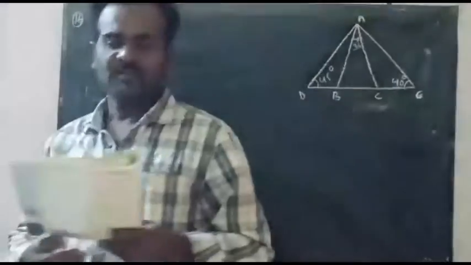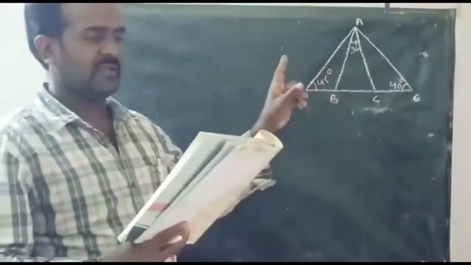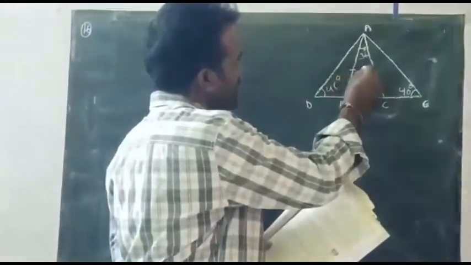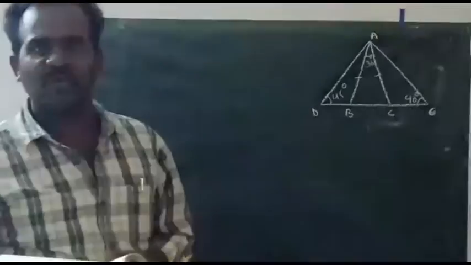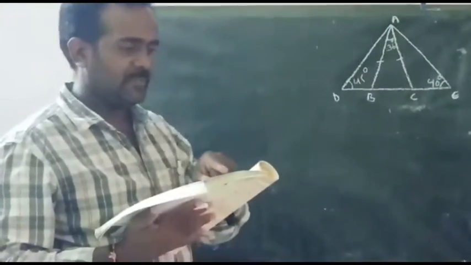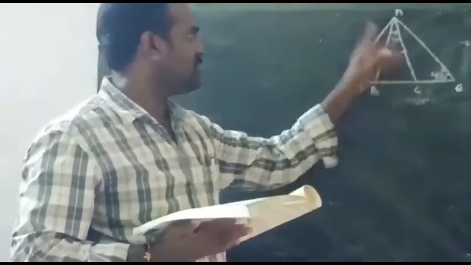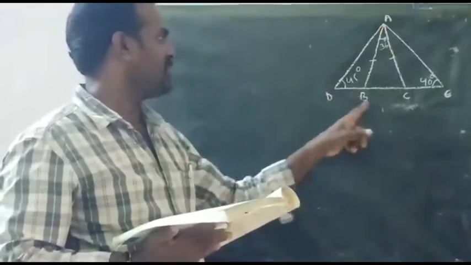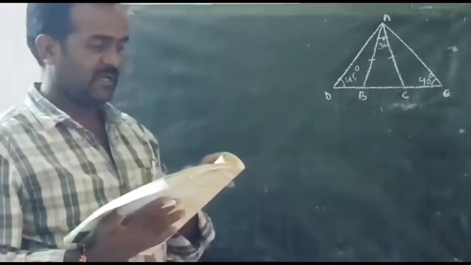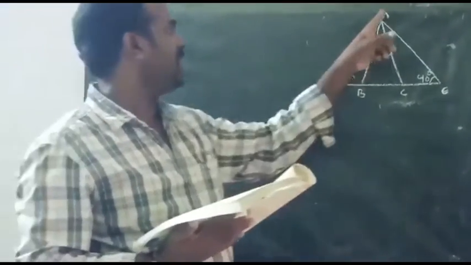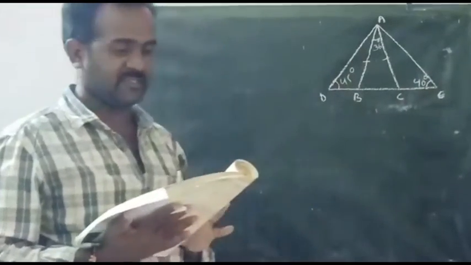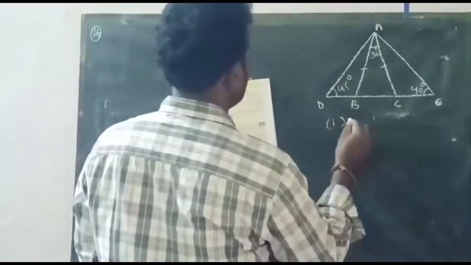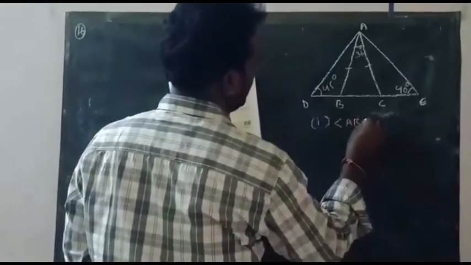Friends, in the given figure, it is given that AB is equal to AC. Angle BAC is equal to 36 degrees, and angle ADB is equal to 45 degrees is given, and angle AEC is equal to 40 degrees is given. Find, first one, angle ABC.